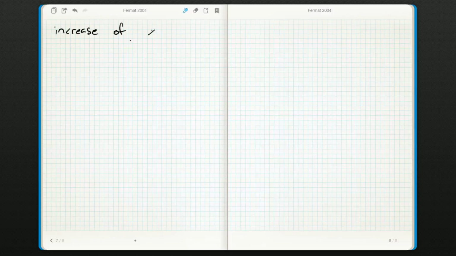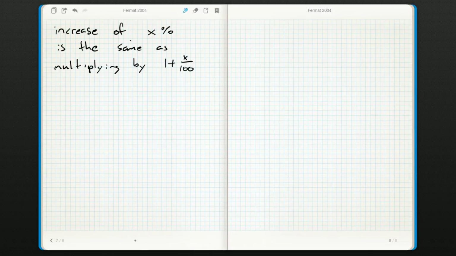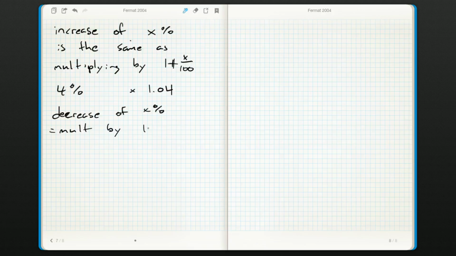So an increase of x% is the same as multiplying by 1 plus x over 100. So in this case, 4%, we just multiply by 1.04. And a decrease of x% works the same way. So we multiply by 1 minus x over 100. So we're doing minus 12%. So that would be, we multiply by 0.88.